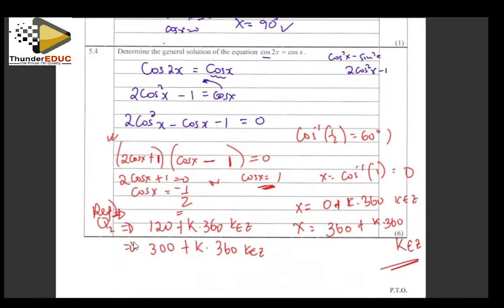No, there's something wrong here. This 300 cannot be, because in quadrant number 4, cos is positive. So it's quadrants 2 and 3, which makes this a 240. Yes, so it's 240, and then that. Those are the solutions that we would have used for that particular question.